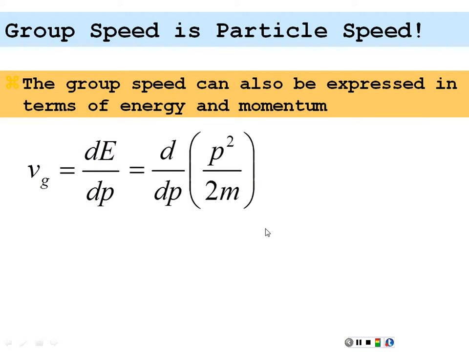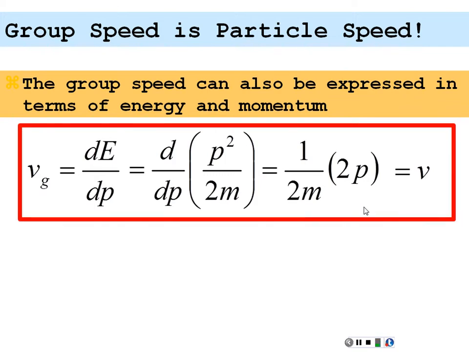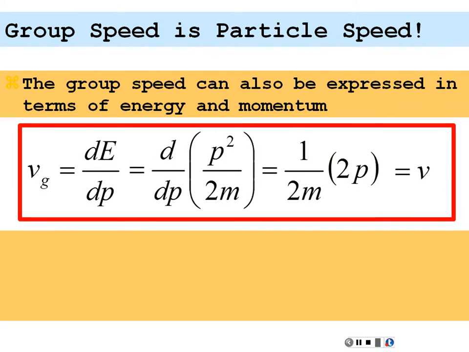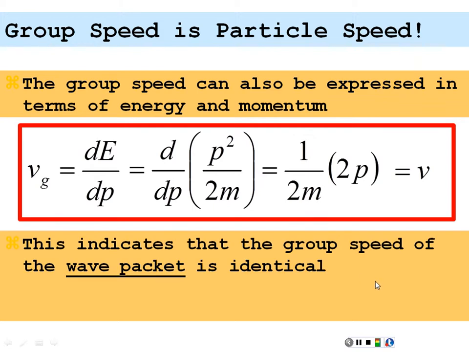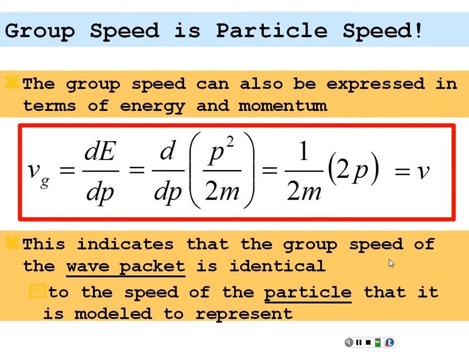And if we express energy in terms of momentum, we would have momentum squared over 2m, take the derivative as a function of momentum of this, and we would get 1 over 2m times 2 times the momentum. If the momentum is mass times velocity, then this is simply equal to the velocity of the particle. So the group speed represents the particle speed. And the group speed of the wave packet then is identical to the speed of the particle that it is modeled to represent.